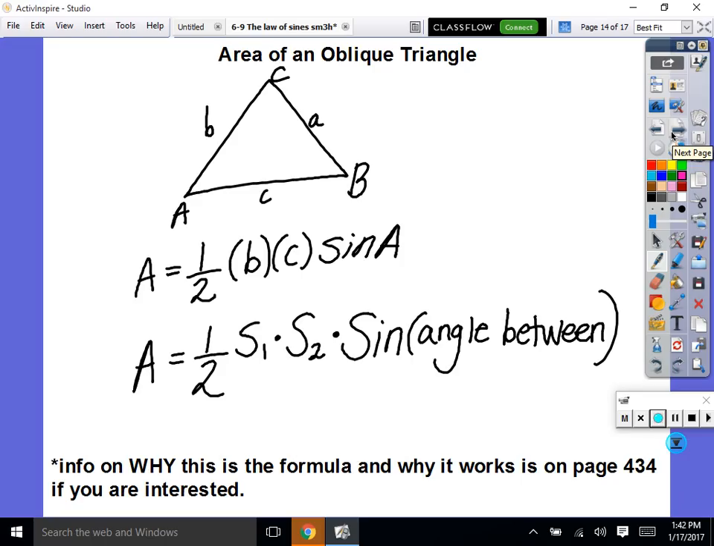So now you understand that if they say solve the triangle, just make sure to check those things. Do I have 2 triangles? Do I have 1? Do I have none? Does that make sense, everybody?